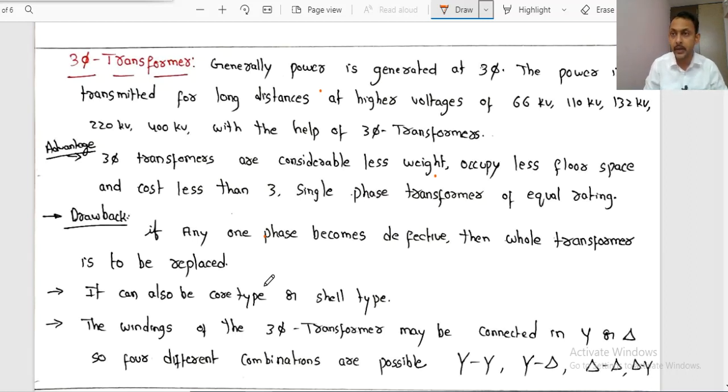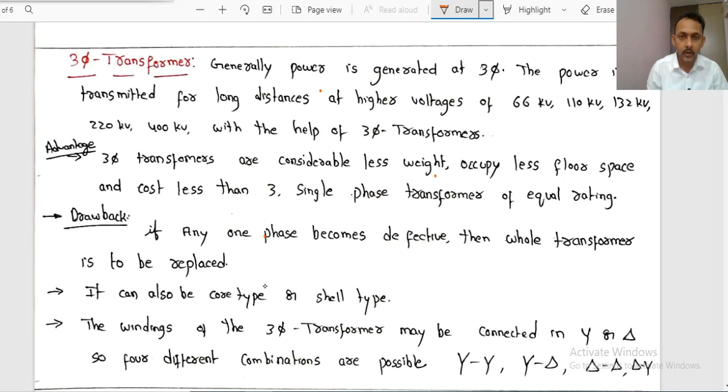generally the power is generated at three-phase, and the power is to be transmitted over long distances at higher voltages. Why? Because for the same amount of power to be transferred, if the voltage levels are high, the current magnitude will be low. Once the current magnitude is low, obviously the amount of current flowing through the lines will be less, right? And that current has to travel long distances. Because of that, I square R losses will be low.